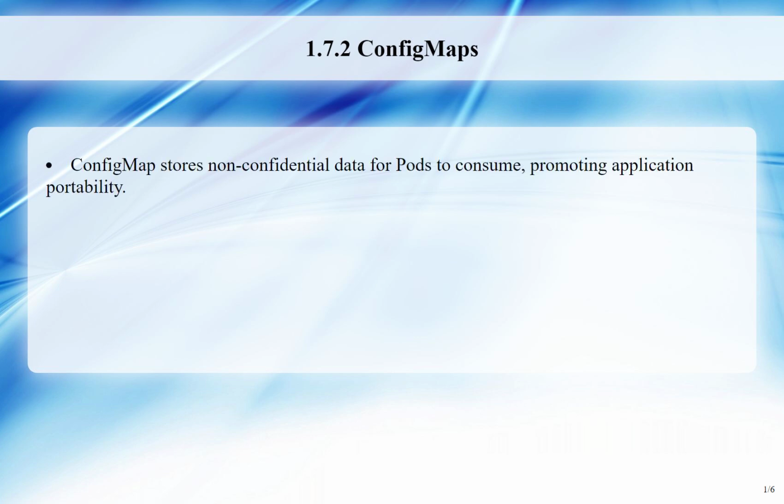A ConfigMap is an API object that stores non-confidential data in key-value pairs, which pods can consume as environment variables, command line arguments, or configuration files in a volume. This allows for separation of environment-specific configurations from container images, making applications more portable.